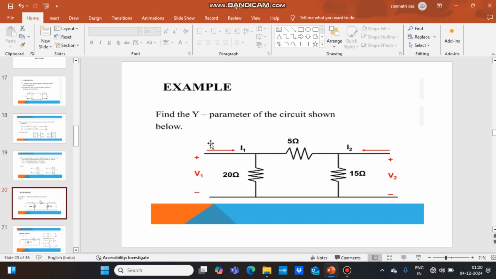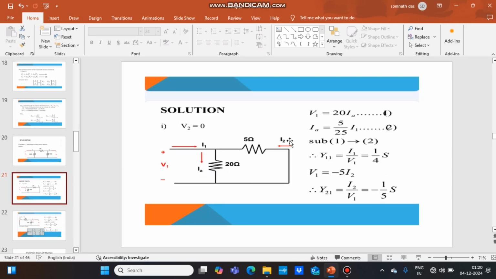From this example, you will understand how to calculate the different Y parameter values. Here a two-port network is shown in the figure. V1 is the input port voltage, I1 is the input port current, V2 is the output port voltage, I2 is the output port current. To find out the values of Y11, Y21, we have to short circuit the output terminals to make V2 equal to 0. When V2 equal to 0, V1 equal to 20 I1.